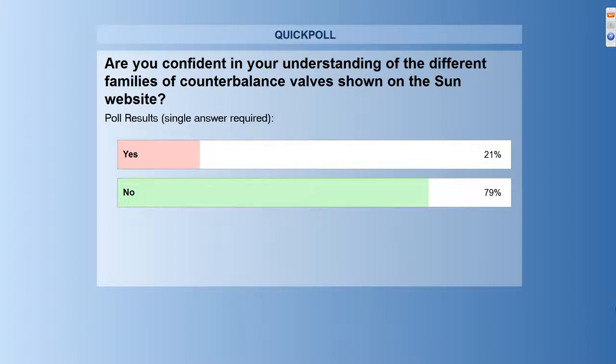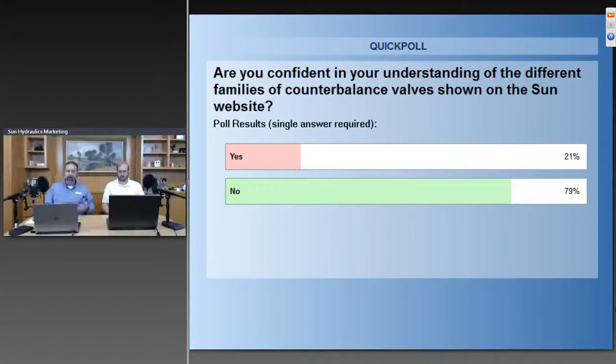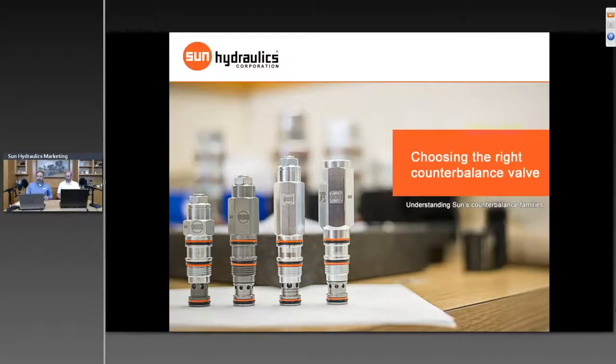So that's actually the reason why we're here today: we're going to try to answer some questions. We're going to try to go through some differentiation, and discuss some of the differences between each one of these families, so that hopefully next time we ask that question, it won't be 79% that say no, we're not confident. It'll be a much lower percentage on the no side, and many more people will be very confident that they understand what's going on with the Sun Hydraulics website.